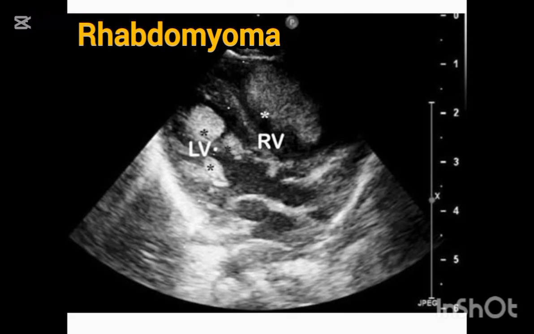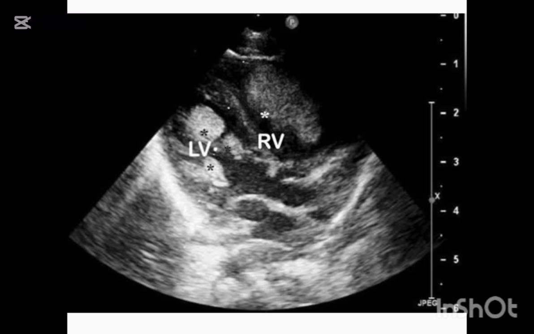Another primary cardiac tumor is rhabdomyoma. You see in the image multiple masses in the RV and LV. Rhabdomyoma is the most common cardiac tumor in children. They occur within the cavity or embedded within the myocardium, usually small and multiple. As you see in the image, these are multiple masses and often regress on their own.